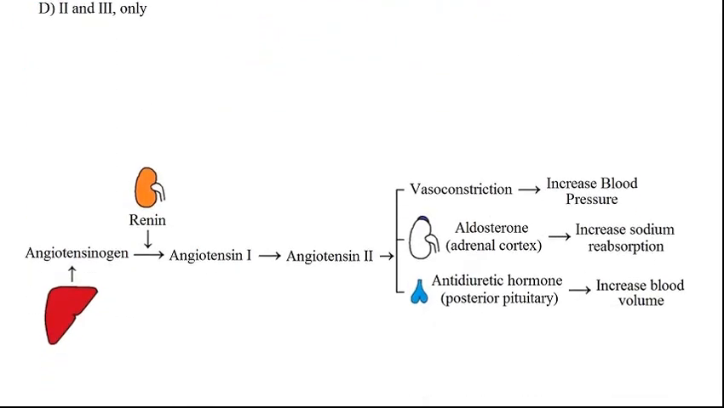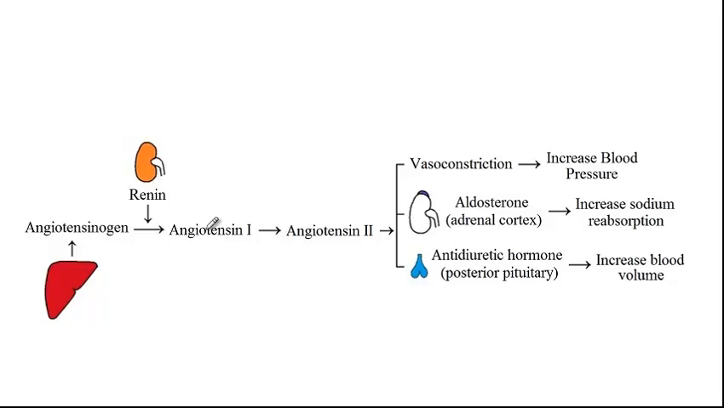And then here I have the drawing that shows you the renin-angiotensin system. Angiotensin 2 will cause vasoconstriction to increase blood pressure. It also enhances release of aldosterone for increasing sodium reabsorption. Water follows sodium, and so blood pressure again increases. And then finally, antidiuretic hormone increases reabsorption of water by the kidneys, as a consequence of which blood volume increases.